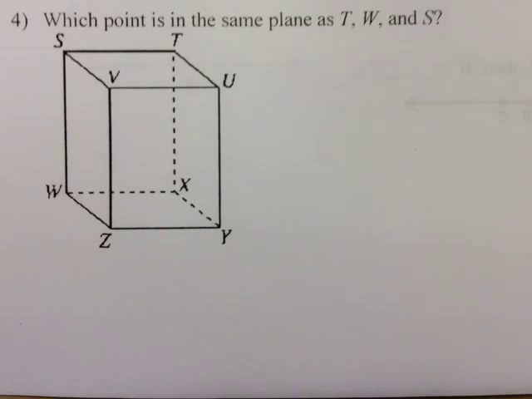So I have to just highlight where T, W, and S are. And a plane is a flat surface. So if I connect these, the other point is going to be X. So X is your answer.